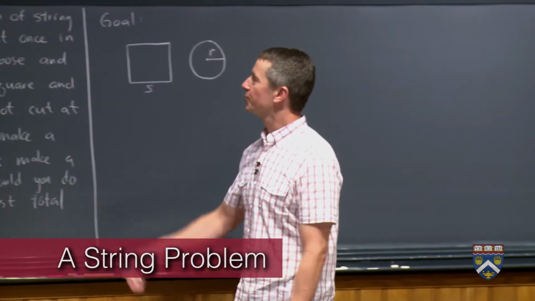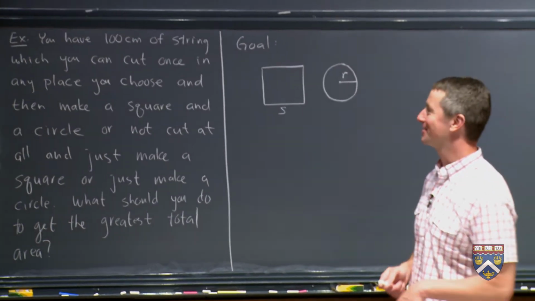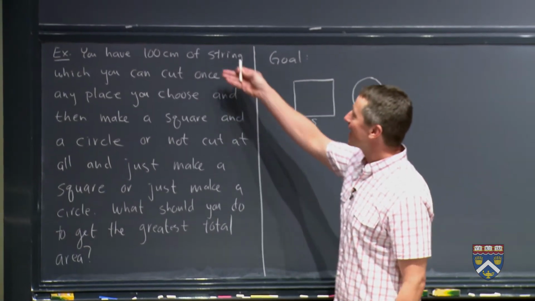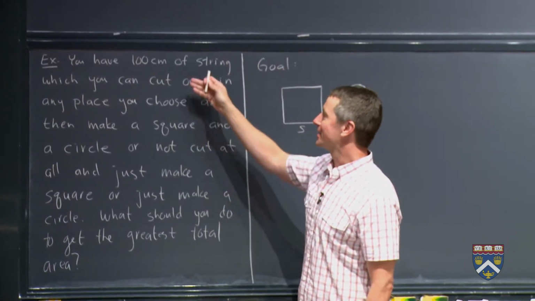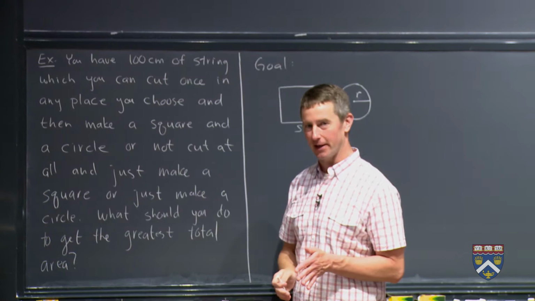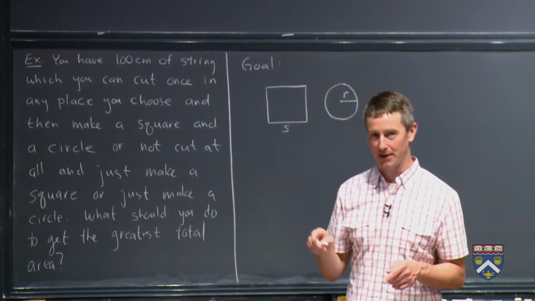Okay, so this problem is maybe not quite as obvious in what the applications of it would be, but it's still an interesting example. You've got 100 centimeters of string or wire or whatever you want to think about. You can cut this string once in any place you like, and then you can make a square out of one piece and a circle out of the other piece.